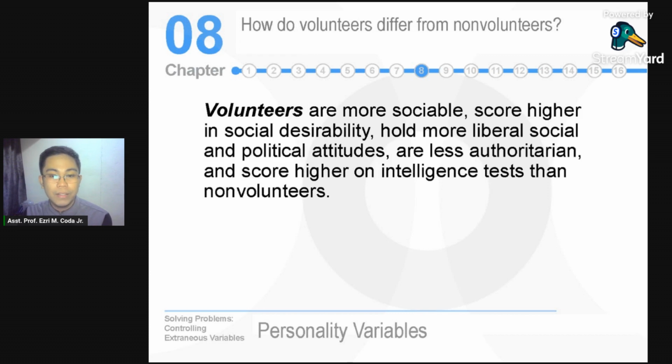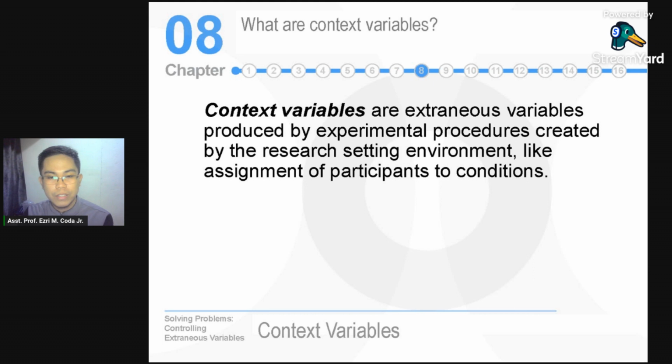Now, how do volunteers differ from non-volunteers in experiment? Ito. So, volunteers are more sociable. They score higher in social desirability and hold more liberal social and political attitudes, and are less authoritarian and score higher on intelligence tests than non-volunteers.